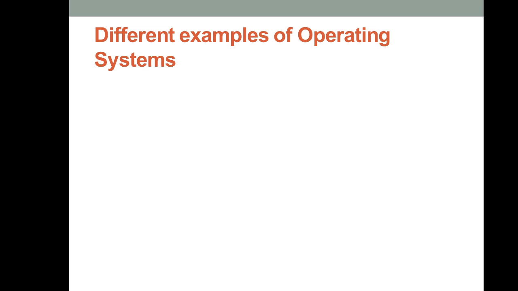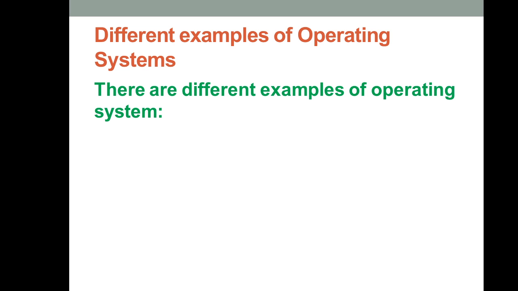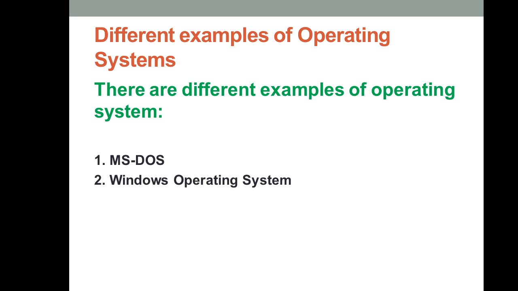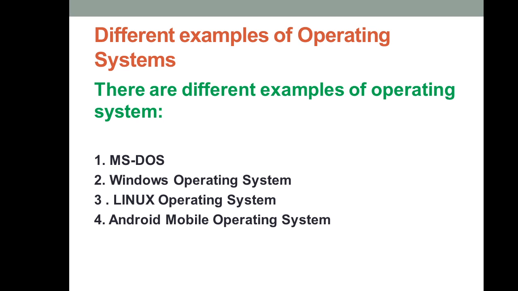So different examples of operating systems, as I have discussed, are MS-DOS. This is one command-based operating system. Then Windows operating system. This is one kind of graphical user interface system. Then Linux operating system. Basically, this is one kind of secure operating system because its security features are high. Then Android mobile operating system. This is basically what we use in touch screen phones. And iOS mobile operating system.